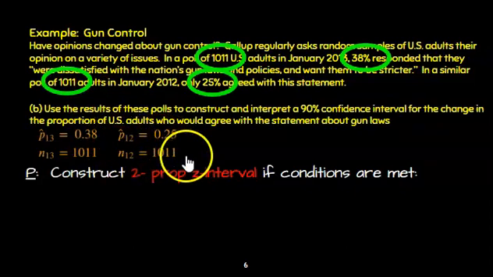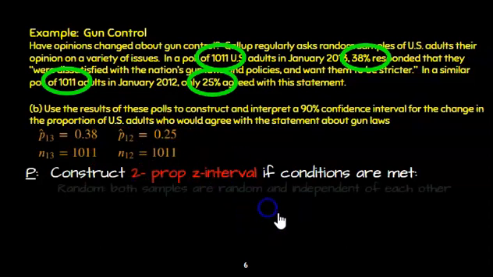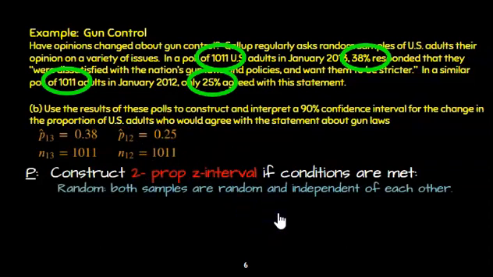So I'm going to use those values as I check conditions. First of all, random. Are both samples from random samples? Yes, it says they ask random samples of U.S. adults their opinion on issues. So we assume it goes to both samples. All right? And they're two different years, so they are independent.